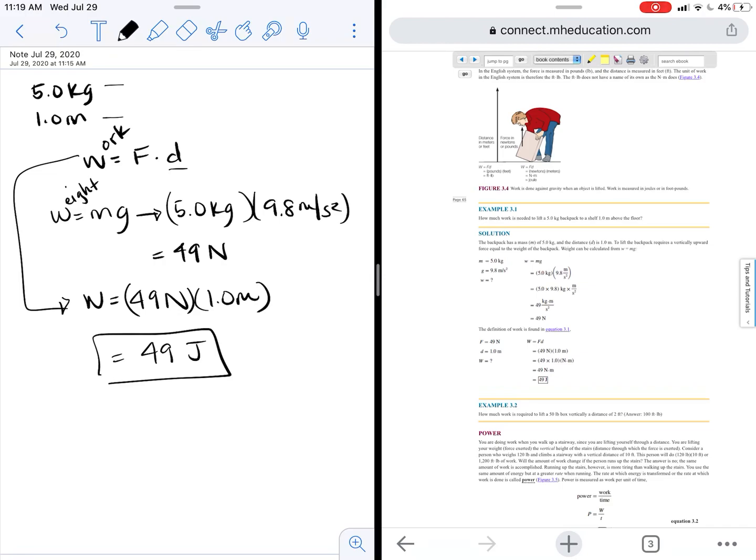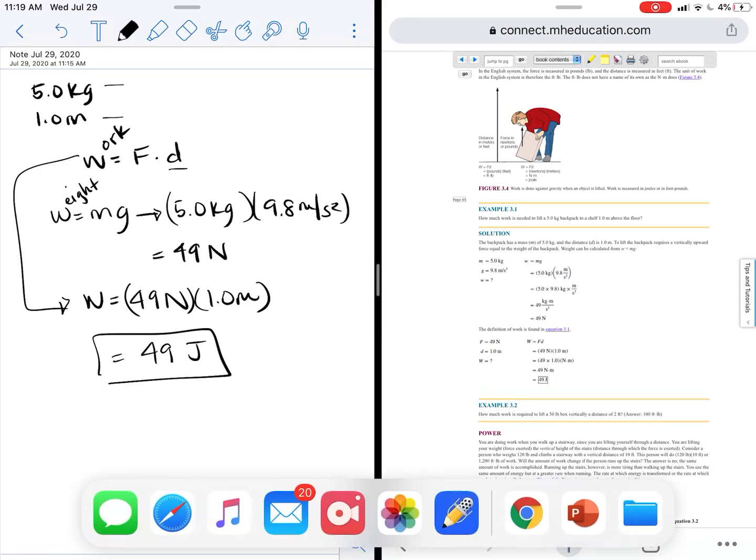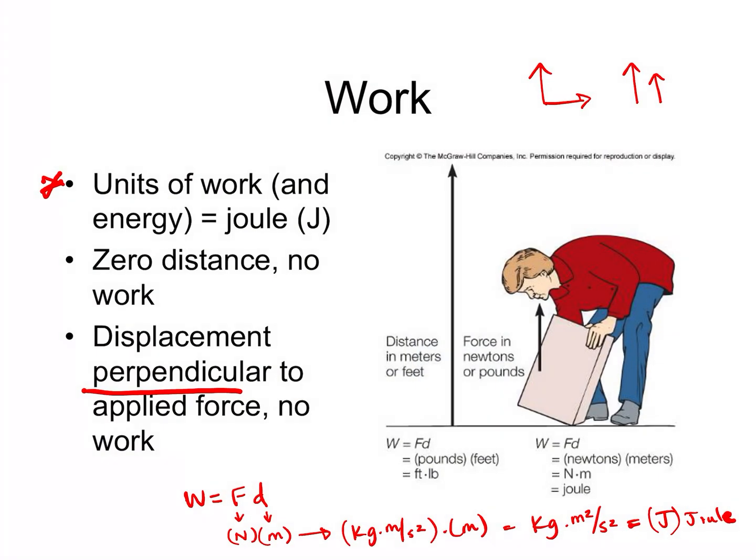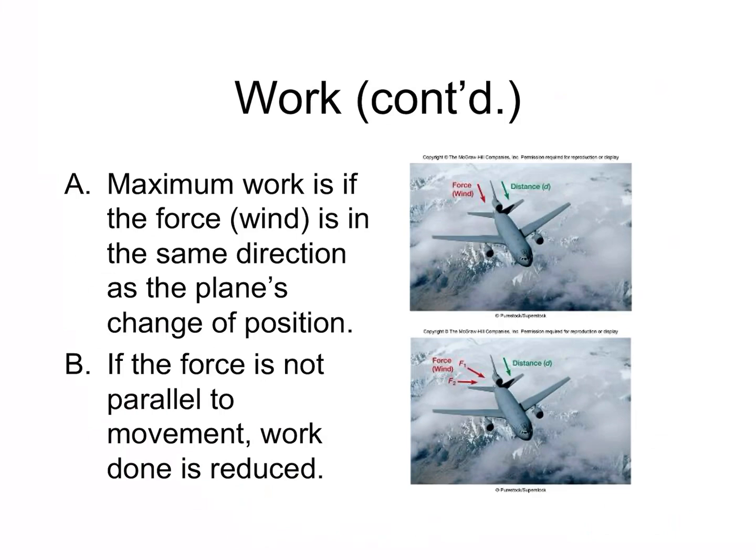Okay, so hopefully this example 3.1 wasn't too bad. All right, I'm going to go back to the PowerPoint because we got to get to power really quick. Actually, there's a little bit more work apparently. Oh, this is just showing you how it has to be in the same direction.